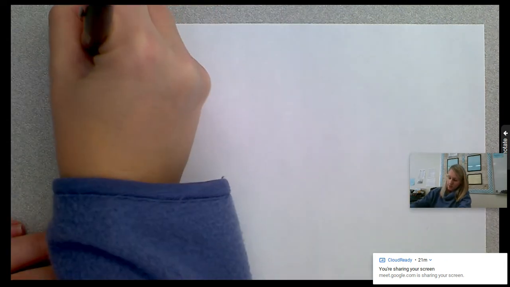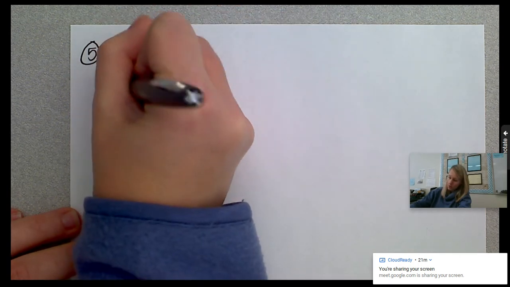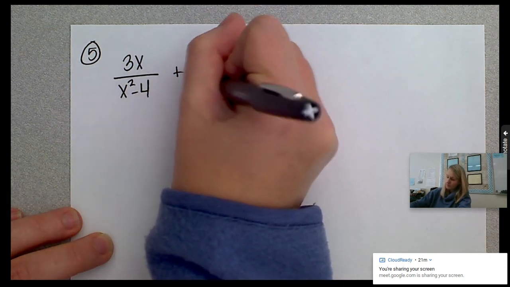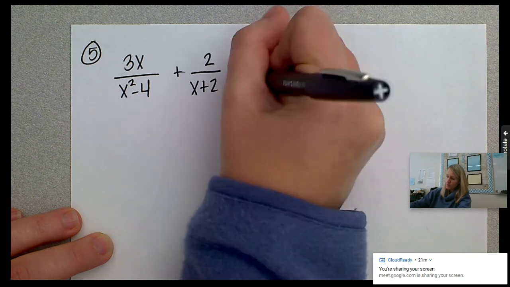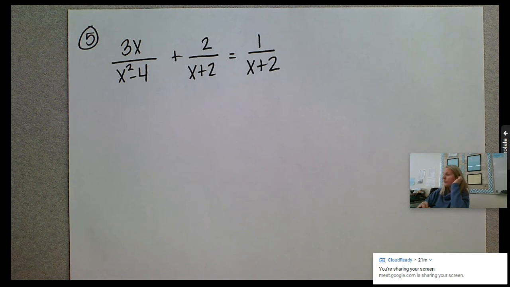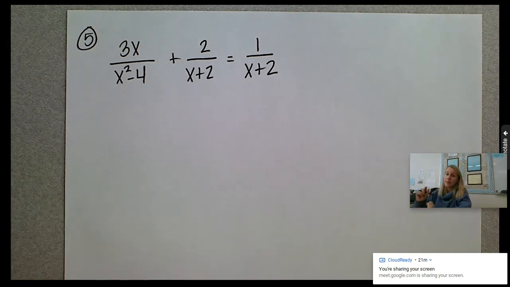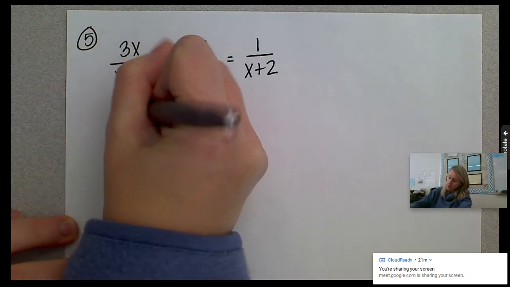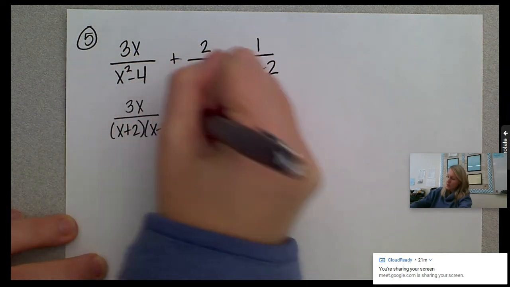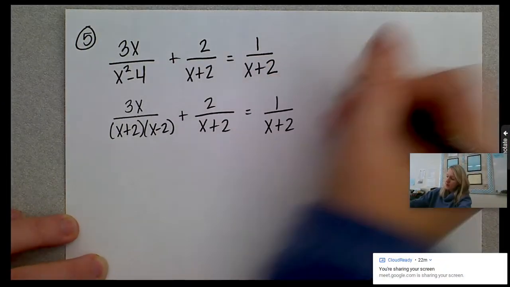Number 5. All right, just 2 more. Delightful. So we have 3x over x squared minus 4, plus 2 over x plus 2, equals 1 over x plus 2. Okie dokie. So I need to find a common denominator. To do so, I need to make sure my denominators are factored. So I'm just going to rewrite this as 3x over x plus 2, x minus 2, a little difference of 2 squares there, and the other ones just stay the same. So I'm going to find my common denominator.